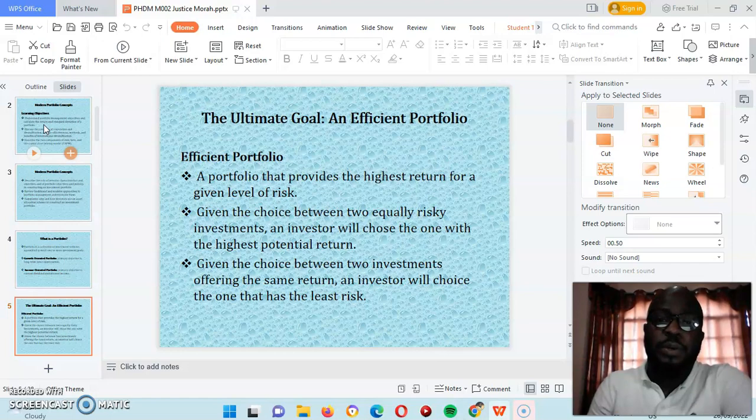We have the ultimate goal, an efficient portfolio. What is an efficient portfolio? A portfolio that provides the highest return for a given level of risk. Given the choice between two equally risky investments, an investor will choose the one with the highest potential return. Given the choice between two investments offering the same return, an investor will choose the one that has the least risk.